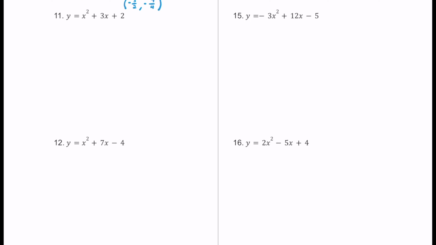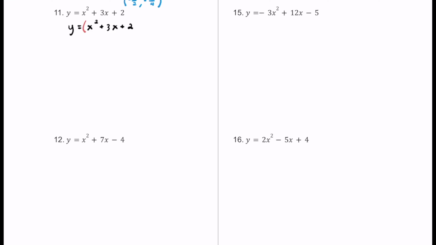For number 11, here is our original equation. This is what it would look like if we grouped the first two. Here it is spaced out a little bit more, so it's easier to complete the square. And just identify our b value first. So the b value is going to be 3. Let's go ahead and take half of that. And we're going to go ahead and square it.